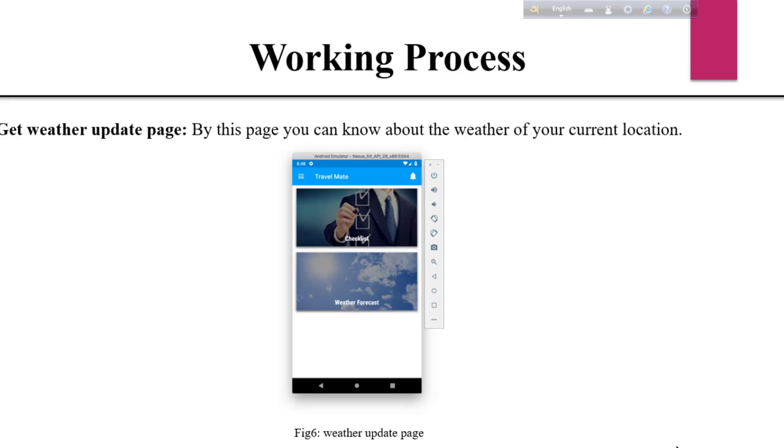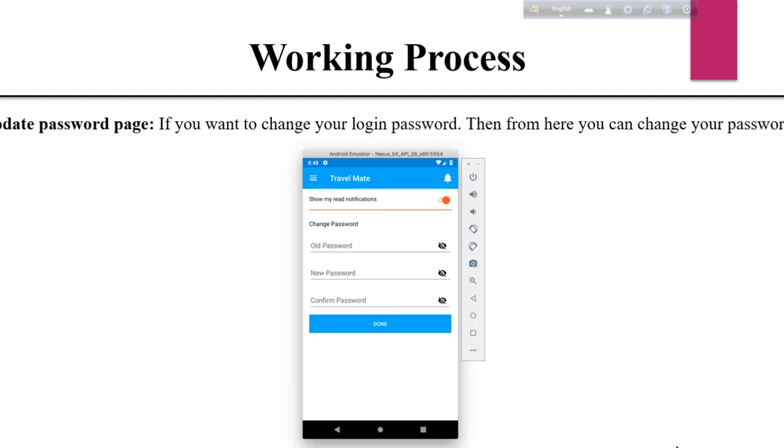Then the application gives you the weather update. The application gets you the weather update from a place where you want to travel. Then this is the update page, password and notification read button. If you don't get the notification, you can opt in from here. If you want to change your password, you can change your password from this page.